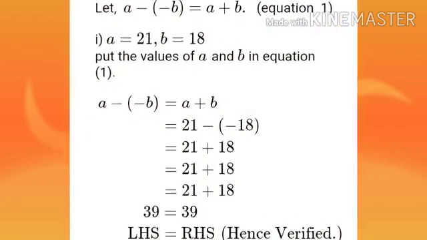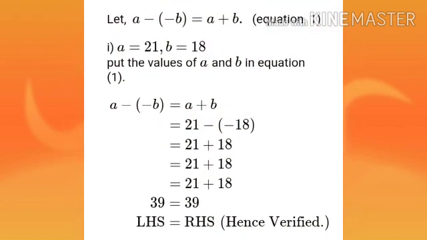Therefore, 21 plus 18 is 39. The expression a minus of minus b is 39 and the expression a plus b is 39. Therefore, LHS equals RHS. Hence verified, a minus of minus b is equal to a plus b. This is the answer for subdivision 1.